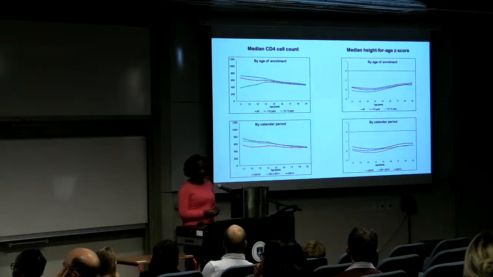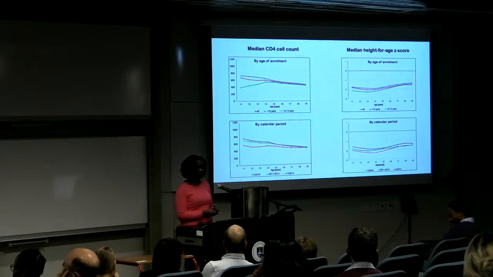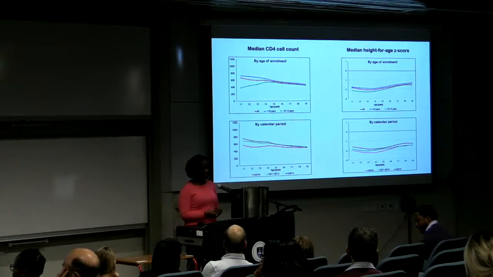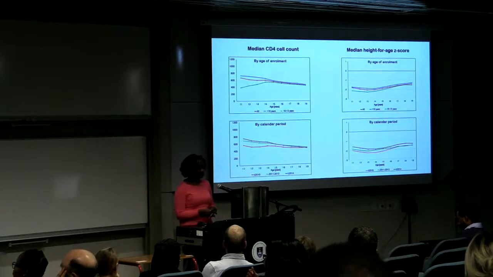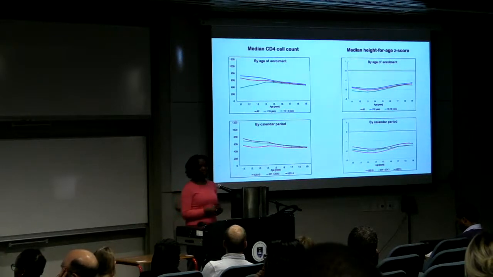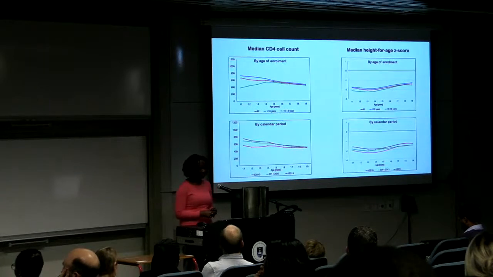And then looking at this by calendar period, the purple top line is representing the later years, that's 2014 to 2017. And we can see that for the median CD4 count, for the younger adolescents, we seem to have gotten better compared to, for example, before 2010. But then this becomes concerning when we're looking at the older adolescents, where with all the progress that has happened in the past few years, their outcomes have not changed significantly.